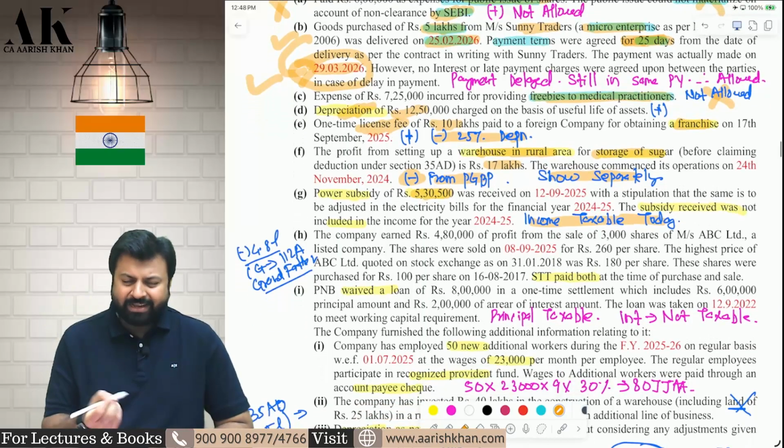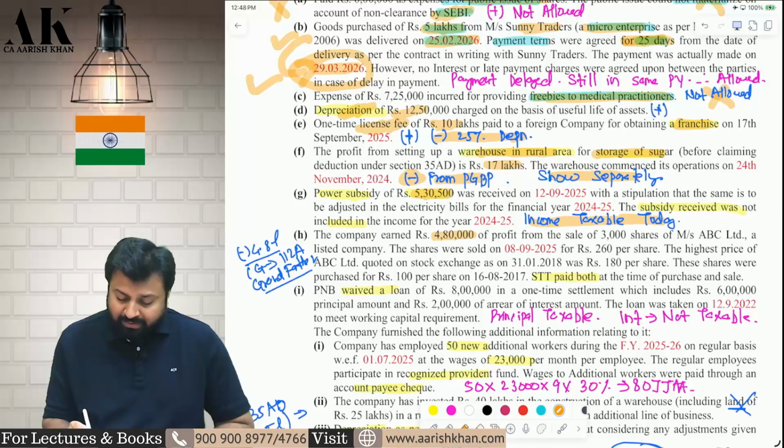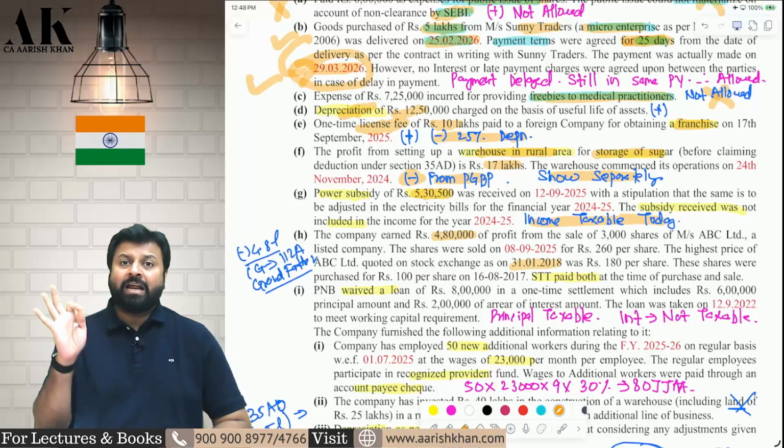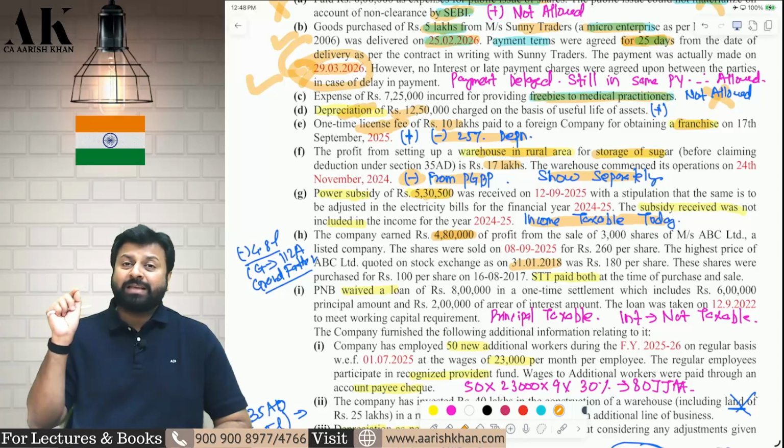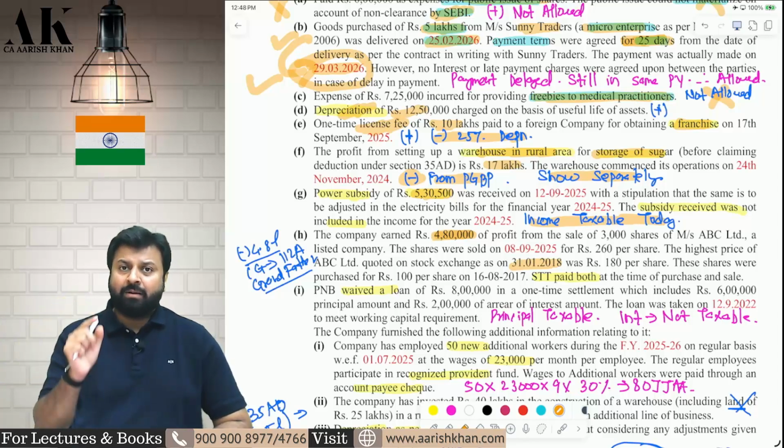Next one is your again grandfathering clause. I am irritated with this grandfathering clause. Again and again it will come. 4,80,000 is your profit. Whenever 31st Jan 2018 will come, it means it is a grandfathering clause. 4,80,000 is your profit from shares on which STT is paid. So that profit you will reduce from PGBP, and under capital gains you will compute separately whatever capital gains will come. How will you compute?